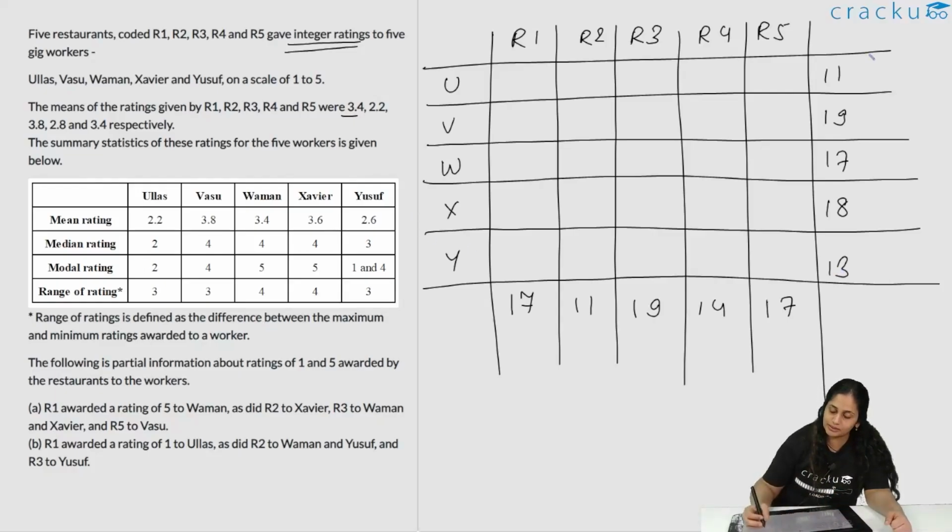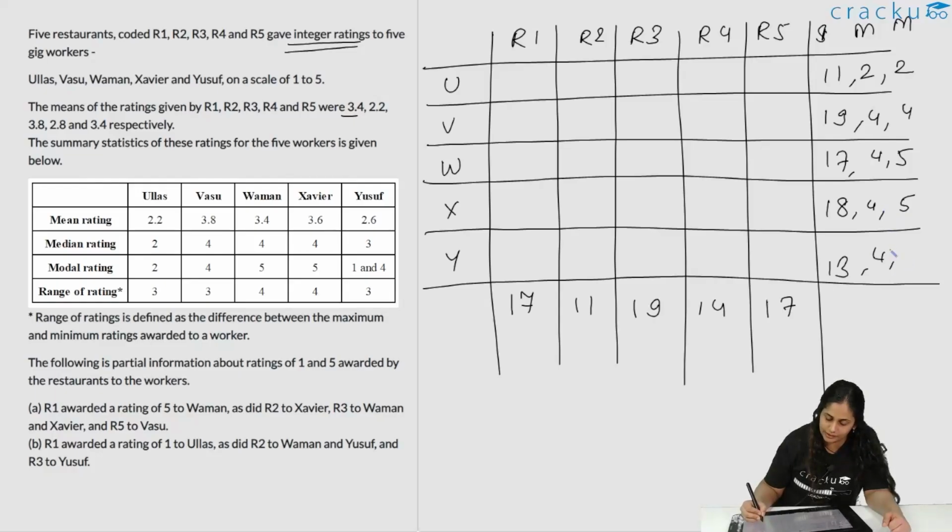Median rating for this person is 2. So this is the sum, this is the median and this is the mode, for example. The median rating is 2 and the modal rating is 2. Here the median rating is 4 and the modal rating is 4. The median rating for Vaman is 4 and the modal rating is 5. For this one the median rating is 4 and the modal rating is 5. The median rating is 4 and the modal rating, sorry, this is 4 and 5, this is 3 and 1 and 4. So there are 2 modes as such.